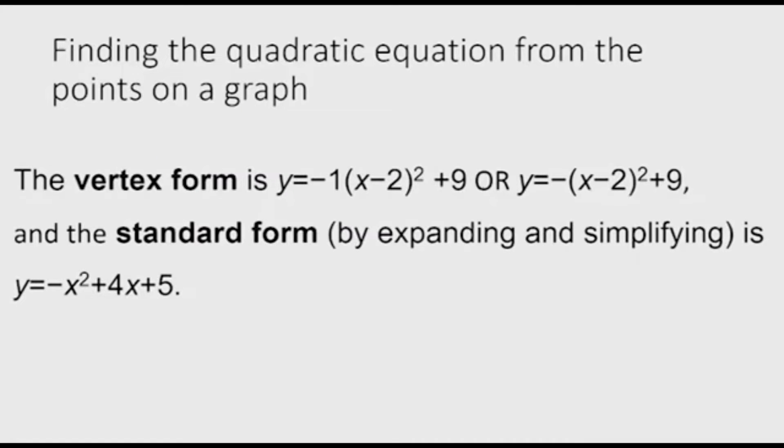Now, if we wanted to write our equation in standard form, we would simply expand and simplify our equation, which is now in vertex form. And so that, if it's expanded and simplified, would give us negative x squared plus 4x plus 5.